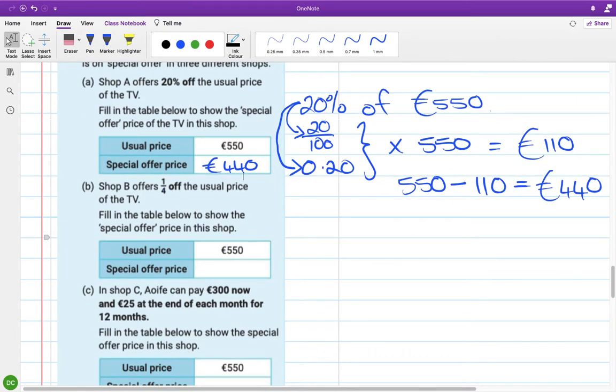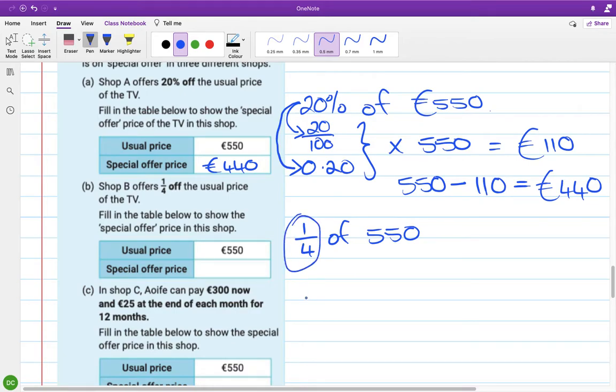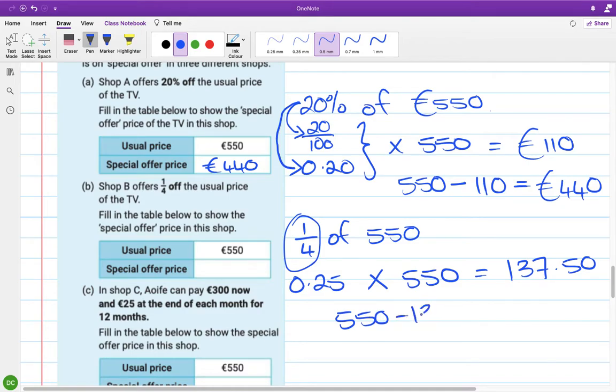Shop B, it's a quarter off the usual price. So we need to figure out what a quarter of 550 is. Again, you can just type that in as you see it. If you prefer, you can convert this into a decimal. Again, the "of" is multiply and then 550. So 1/4 multiplied by 550, and I'm getting 137.50. So we do 550 minus 137.50, and we get 412.50. That's what it is in shop B.